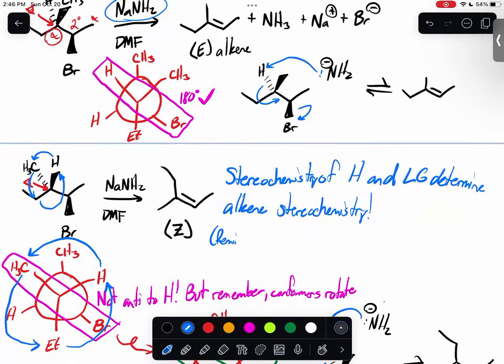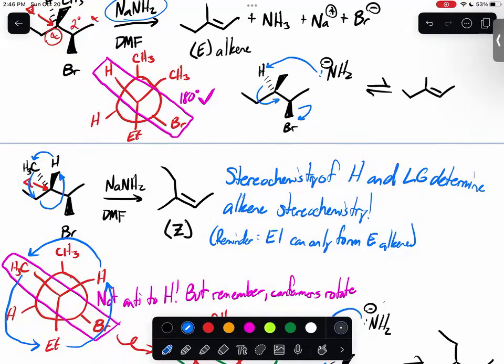Now, as a reminder for E1, because again, people like to compare this to E1, and I want to make sure that you're well aware, E1 can only form the E alkene, right? There is no ability for E1 to form the Z because it's not the most stable. E2, on the other hand, can form the Z because it has to. It has no other option.